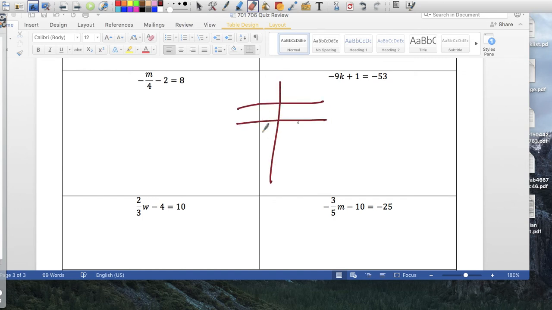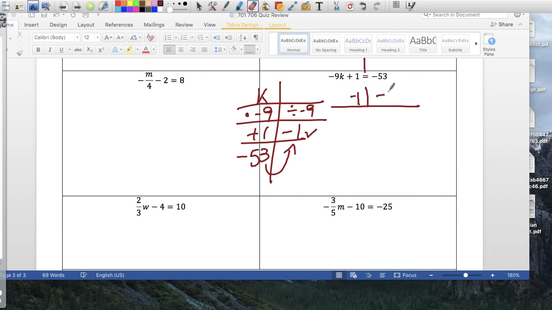Again, the story. k is being multiplied by negative 9, and then added 1 is going to give me negative 53. Inverse operation would be minus 1 and then divided by negative 9. Let's show that. First thing, minus 1 on both sides. That's a 0. Negative 9k, negative 53 minus 1, the same thing as negative 53 plus negative 1. And that gives us negative 54.